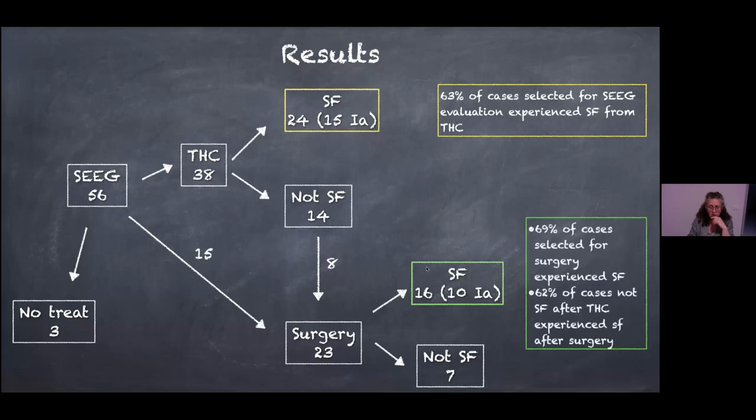And if we analyze the others, even after surgery, we have 16 patients that were seizure-free. Some of those come from these, but 5 of these 16 patients, so 62% of those cases, were patients that were not seizure-free after thermocoagulation and became seizure-free after surgery. So if we consider just the seizure freedom that we achieved with surgery alone, we have 69%.